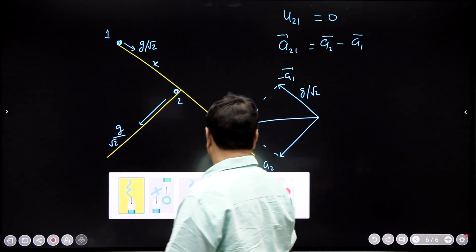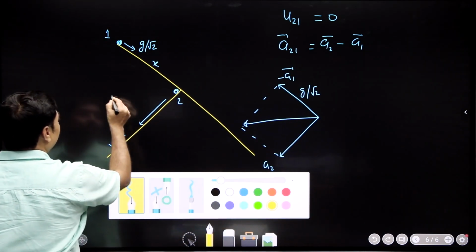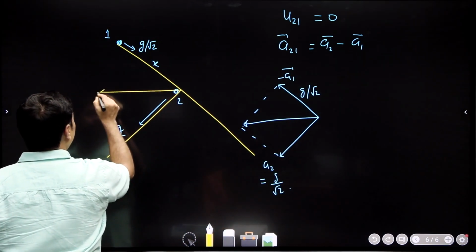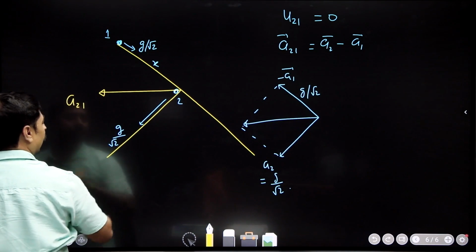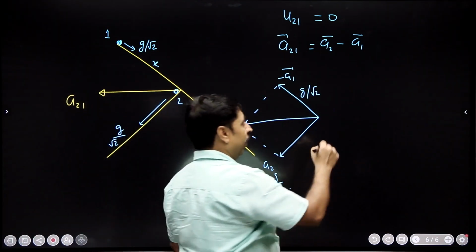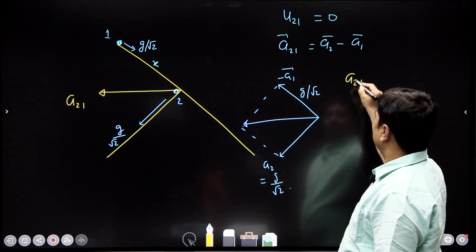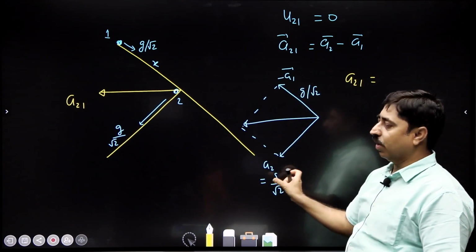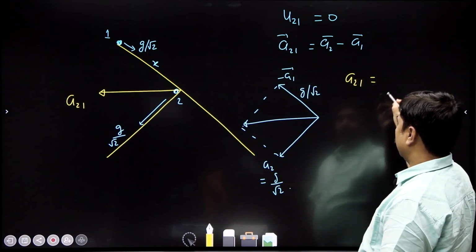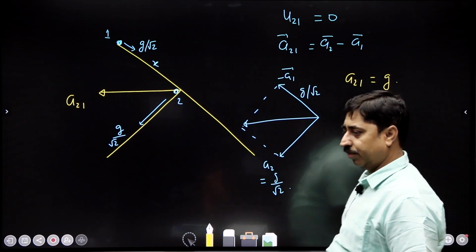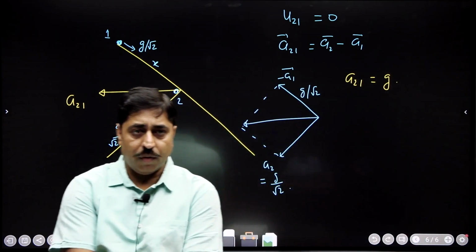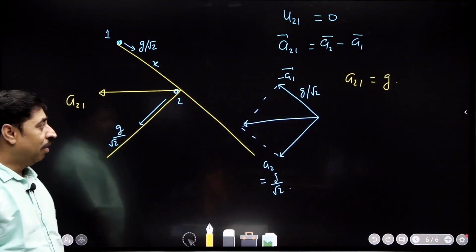So acceleration of 2, this is the acceleration of 1, I invert it and add these two vectors. The resultant will be like this, in this diagram I am showing. This is the acceleration of 2 with respect to 1, and its magnitude will be obviously under root this square plus this square, which is g itself. Right? Simple.